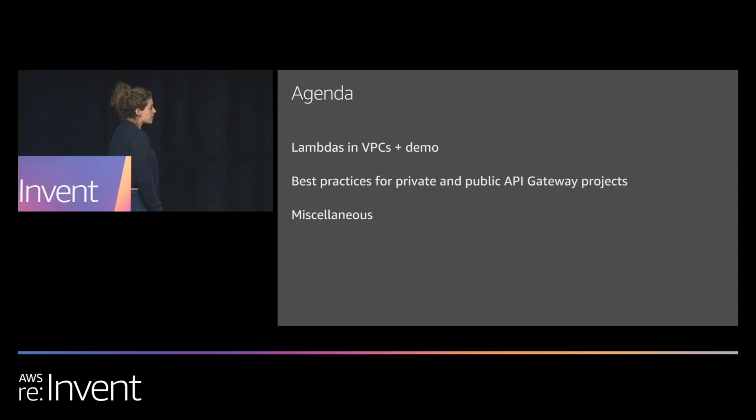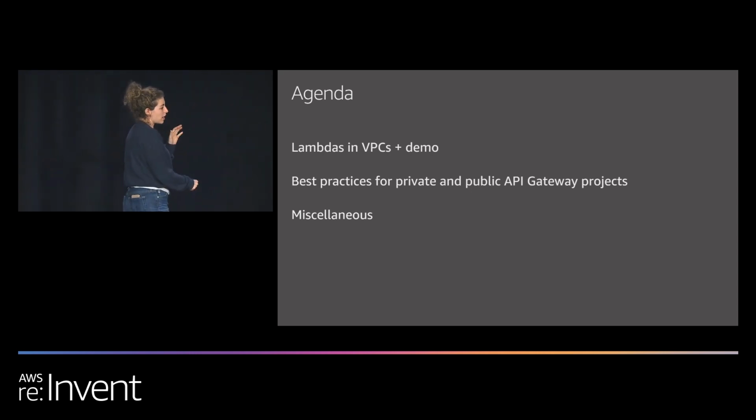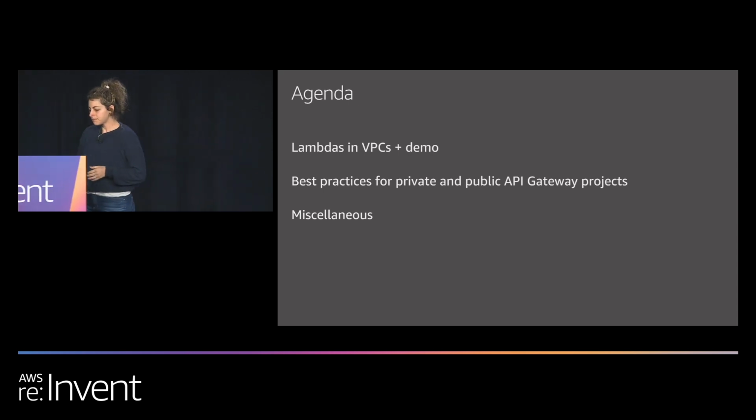OK. So today's agenda. We're going to talk about Lambdas in VPCs, and I'm going to do a very, very short demo, just to demo some of the cool new things that we've launched recently. And then we're going to do best practices for private and public API Gateway projects. I think the networking complexity gets very complicated when it comes to private API Gateway projects, so I'm going to spend a little bit of time on it to try to help you understand the different use cases and different things that could happen to you along the way. And then I have a miscellaneous category of just, something I didn't quite know where it fit, but I still thought it was relevant to networking.